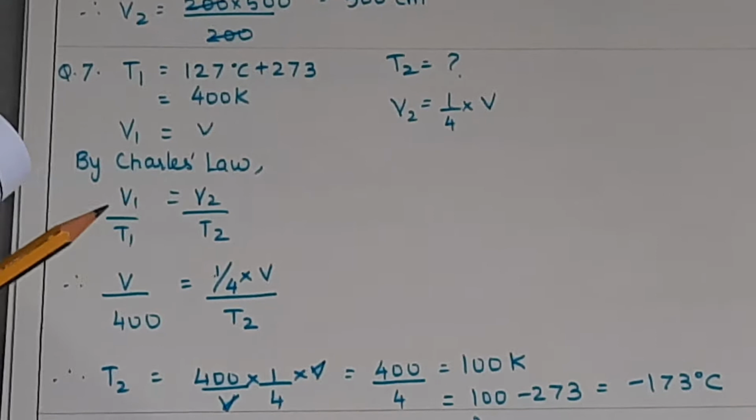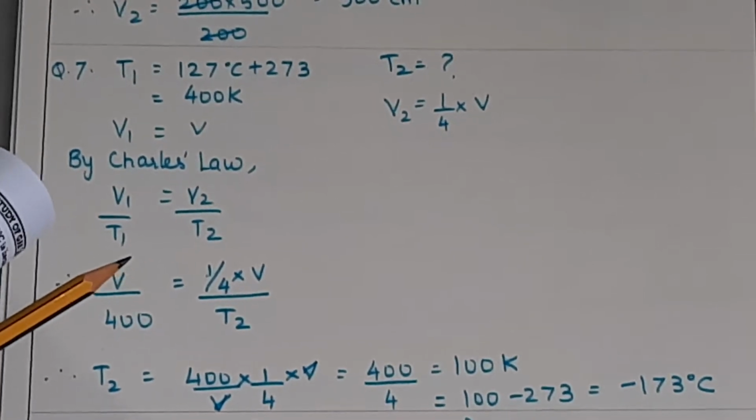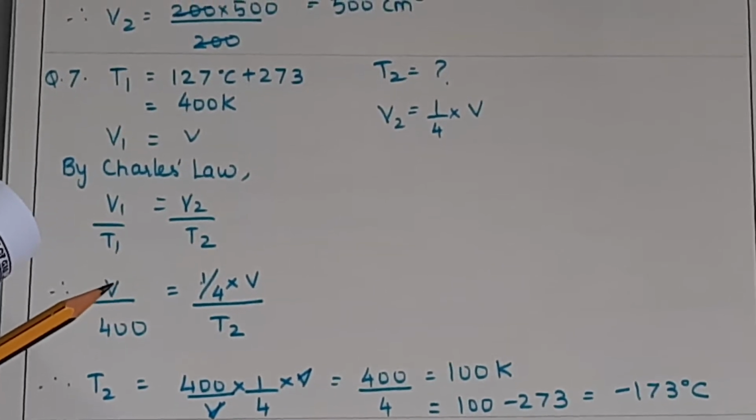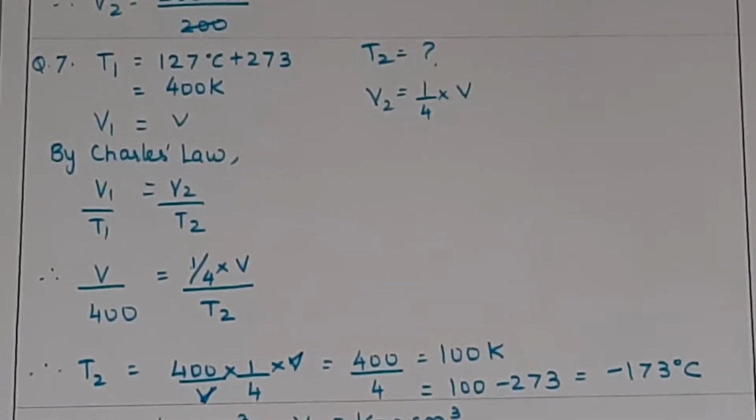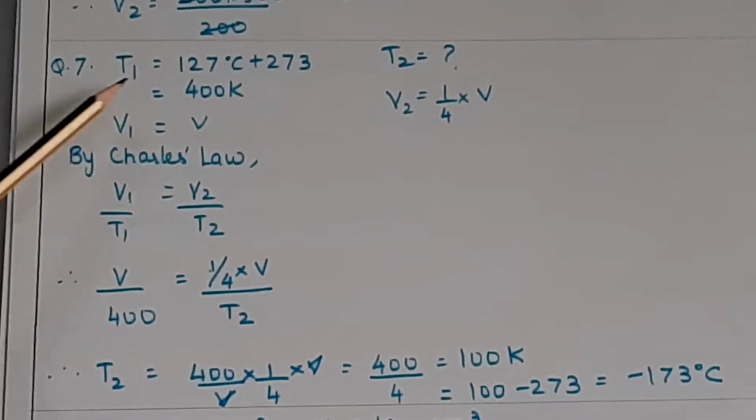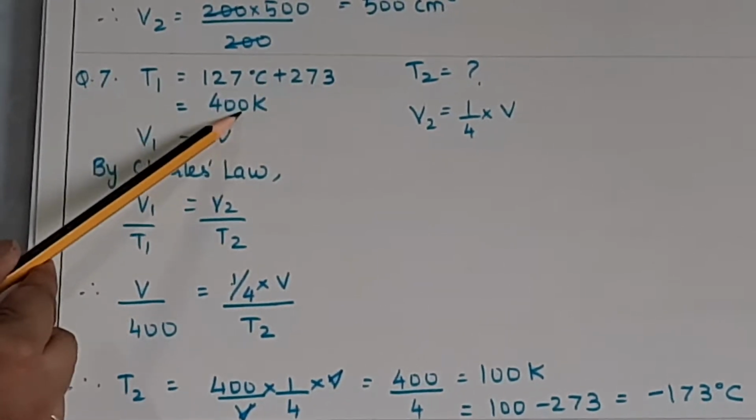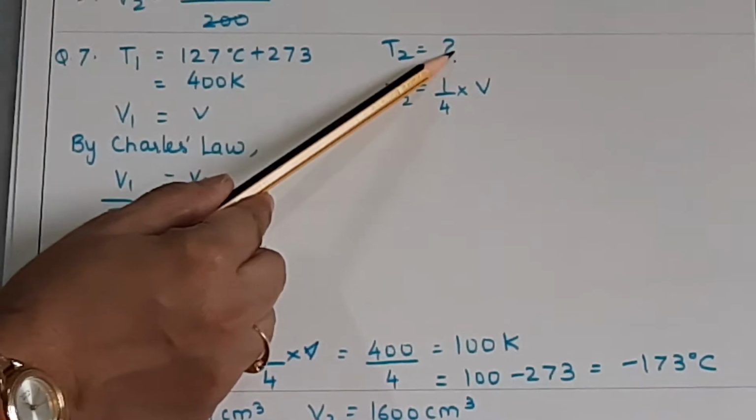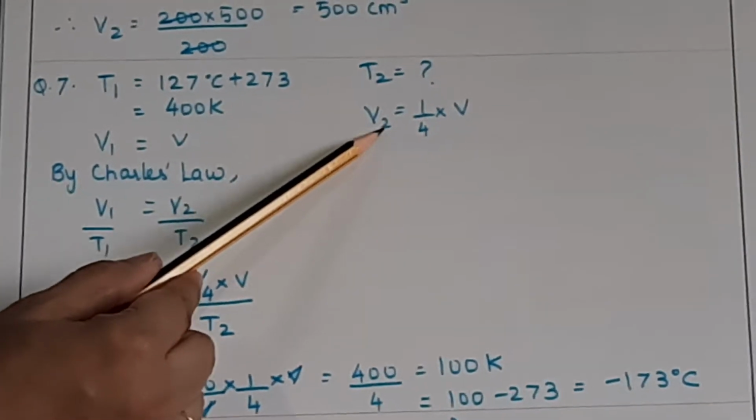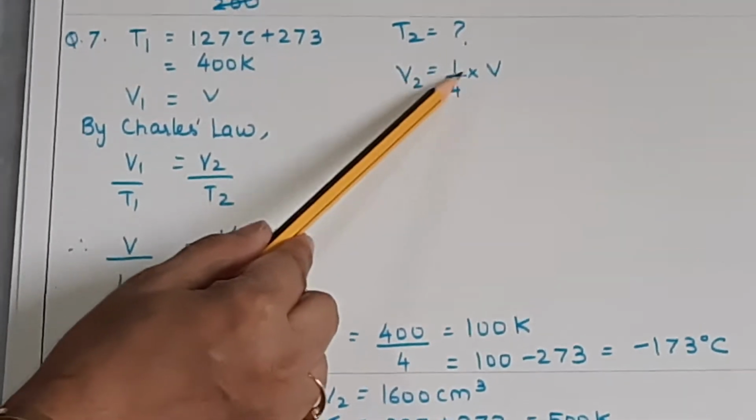To what temperature a gas at 127 degrees Celsius must be cooled so that its volume is reduced to 1/4 of its initial volume at constant pressure. Okay, so now in this sum, initial temperature is 127. It's given in Celsius, so again convert to Kelvin by adding 273. Now initial volume we don't know, so you just keep it as V. T2 we have to find out, and final volume they have told will become 1/4 of the initial. Okay, so final volume is 1/4 of initial.